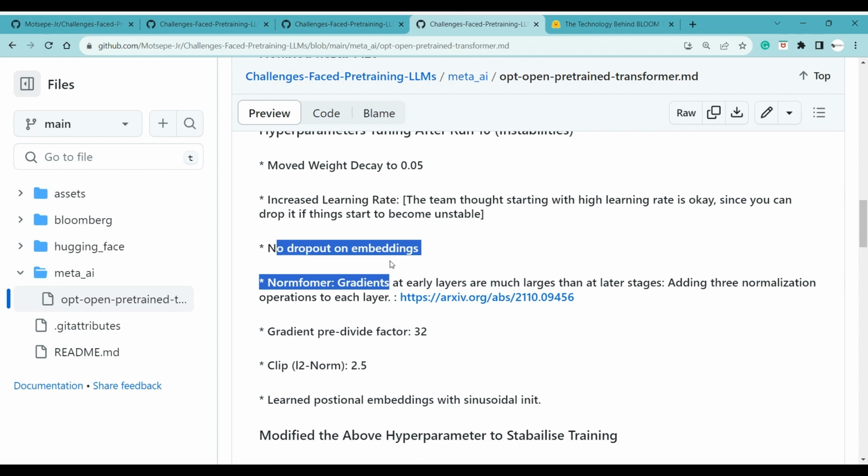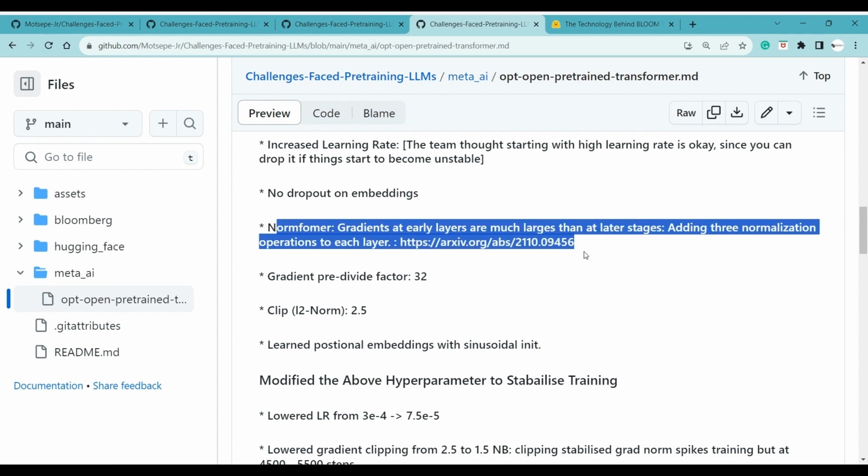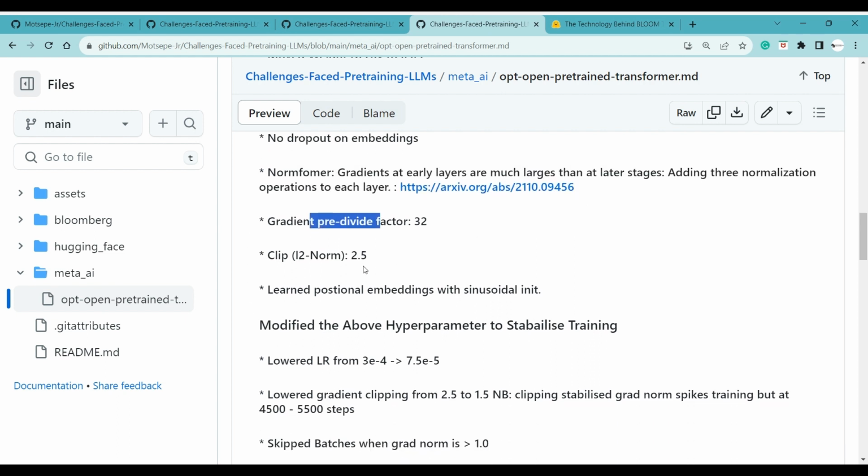No dropout on embeddings, NormFormer. So this is a paper; I leave the link here. Essentially, you add these layer norms on different operations within your layers. Gradients at the early layers are much larger than at the later stages, so adding three normalization operations to each layer does actually help. That's what they did. They just added layer norm, thinking that this will stabilize training.